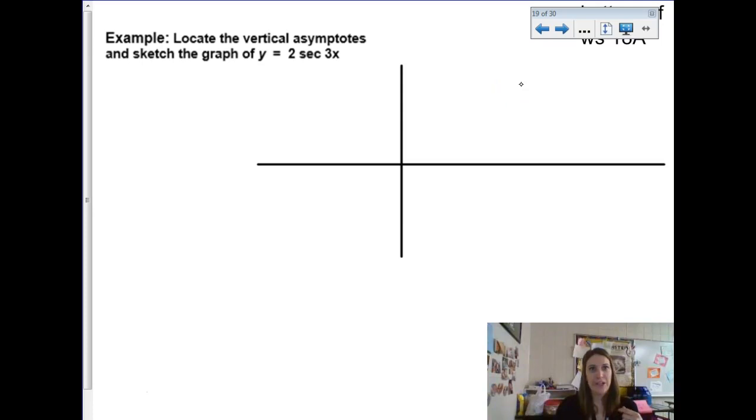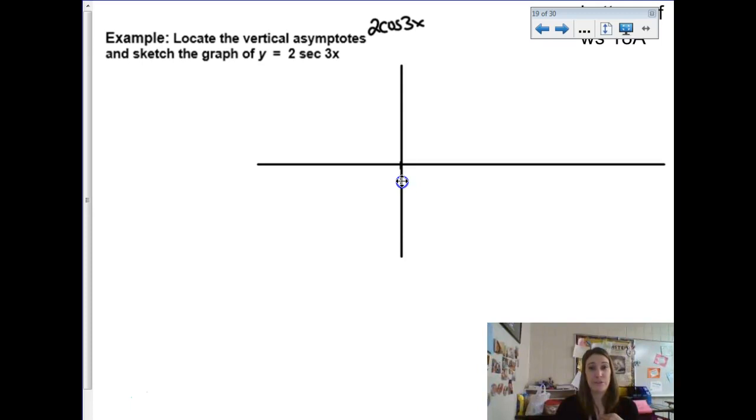Goodness gracious. Alright. So this next question. They want me to locate the vertical asymptotes and sketch 2 secant 3x. So what I'm going to need to do, because this is how I need to do it, is graph his buddy 2 cosine 3x as a ghost function, and then we'll draw the horseshoes and the asymptotes off of that. So if you're better than me and you don't have to do all that work, that's awesome, but I'm not that good.